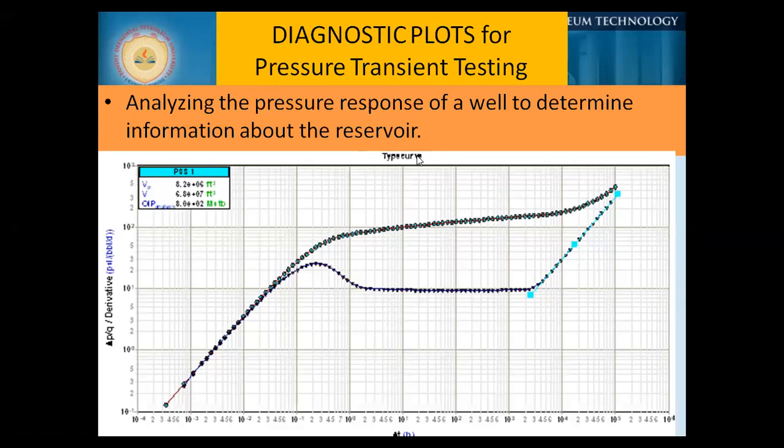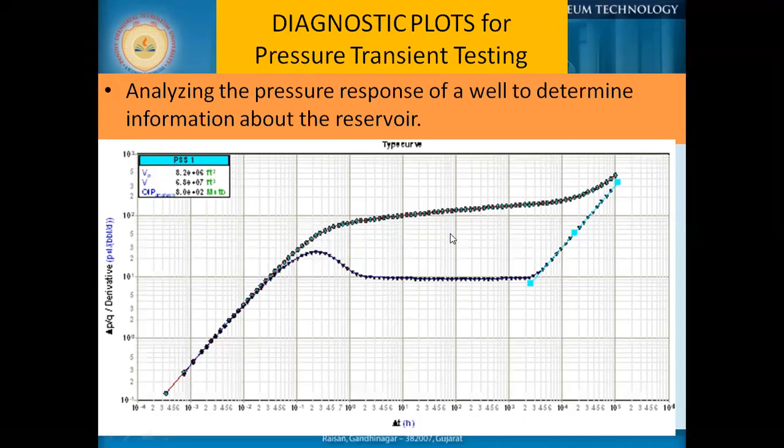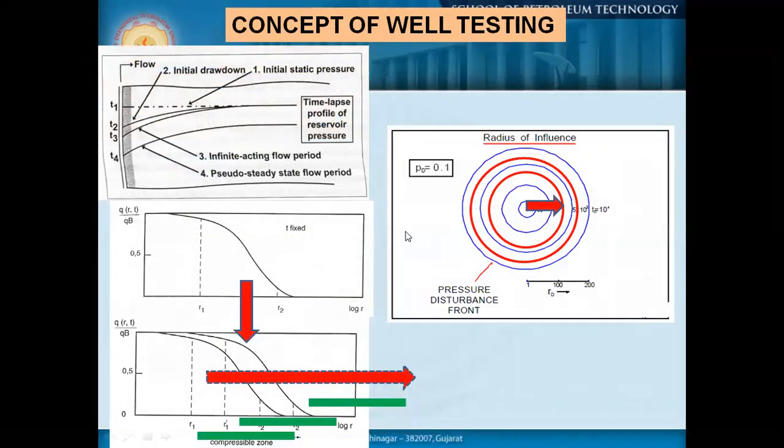Whenever we discuss a diagnostic plot, we have two graphs simultaneously plotted in a log-log plot: the pressure versus time, as well as the derivative of that pressure with time. Each segment has specific characteristics in the diagnostic plot, so that we can understand the nature of the reservoir or how the flow is occurring. This is very important in analyzing the complicated structure of the reservoir.